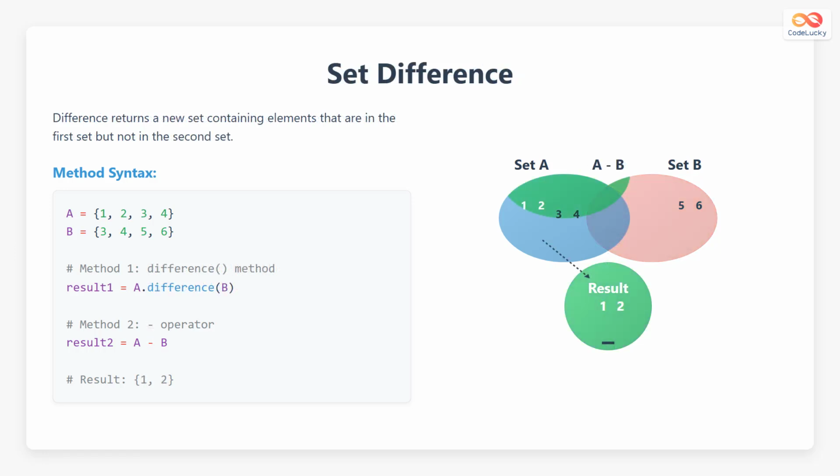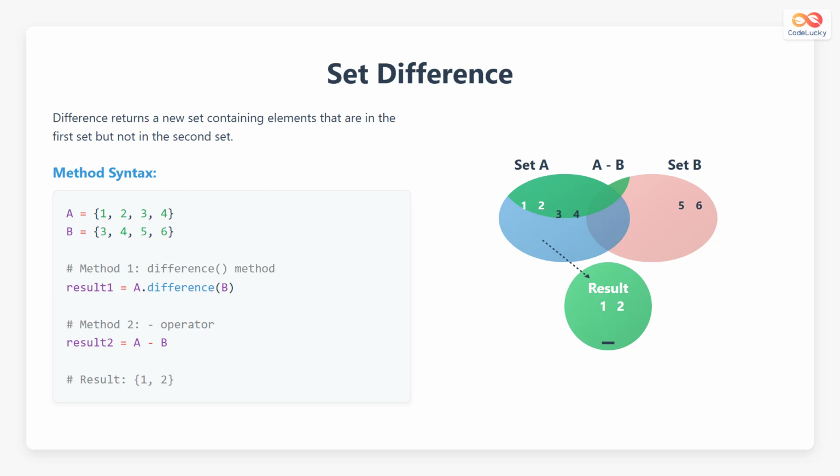The difference between two sets returns a new set containing elements that are in the first set, but not in the second set. Again, this can be achieved in two ways. The first way is to use the difference function. In the example here, we call A.difference with B as an argument. Another way is to use the minus operator. A minus B gives the same result.